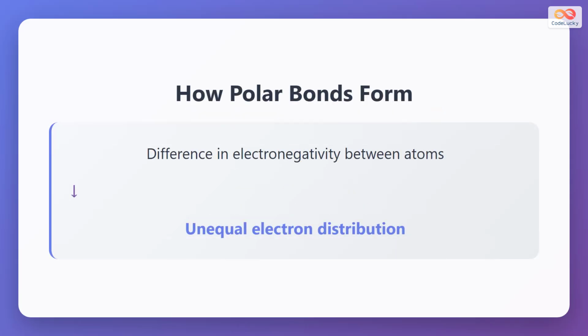Here's how polar bonds form. It all starts with a difference in electronegativity between the two atoms forming the bond. When one atom is more electronegative than the other, it attracts the shared electrons more strongly. This leads to an unequal electron distribution, where the electrons spend more time closer to the more electronegative atom.